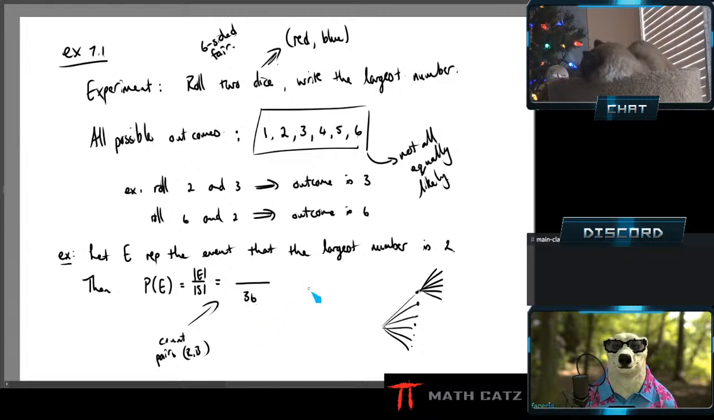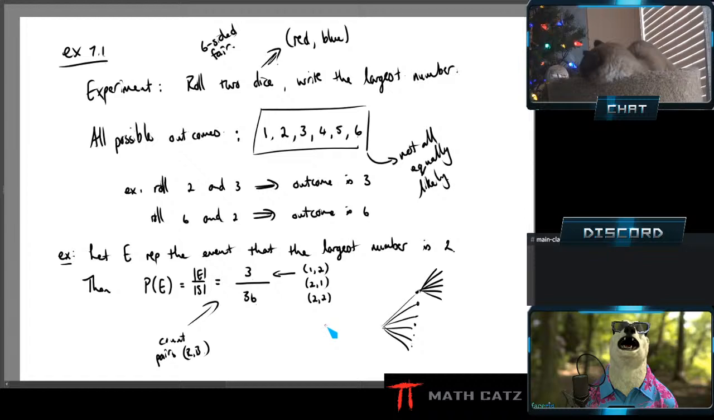Now, for our purposes, it's not going to get much worse than this at all. Now I'm looking for the number of pairs that would give me the event E. And the event E is the largest number is a 2. So here I'm just going to list them. I can get a 1 and a 2. That would result in the outcome 2. A 2 and a 1, or a 2 and a 2. Those are the only possibilities, and I get 3.